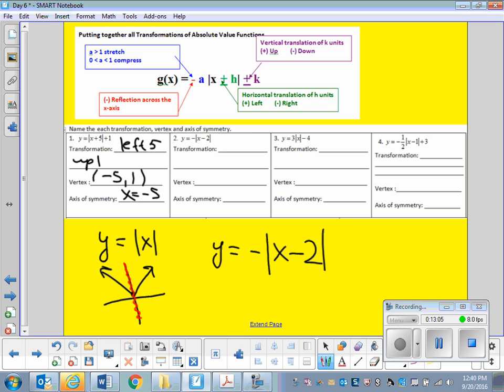So it's right 2. And then what else? The minus sign? Reflect. Okay, so what do you think happened with the vertex? The original one was 0, 0. Now we flipped and then moved right 2. Where is my new vertex, Leah?